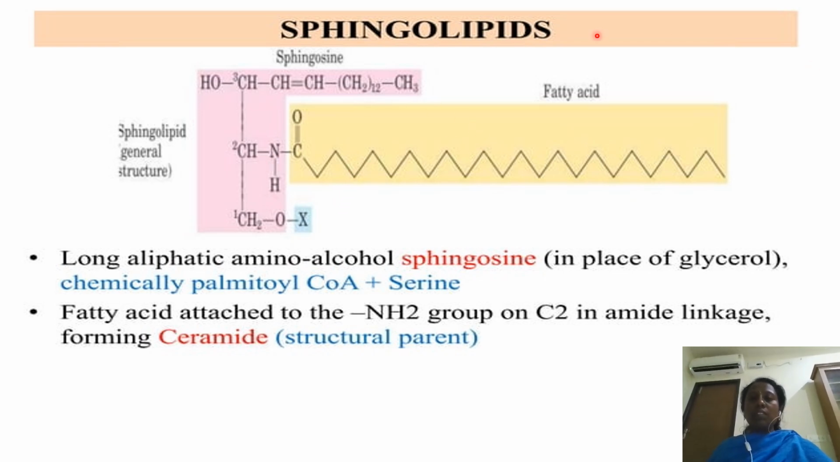So this is just the difference between your normal lipid structure and the sphingolipids. Generally, the lipid will have the polar head, which has glycerol as the backbone, and the tail will be a fatty acid chain. Here, the sphingosine will be your polar head, whereas the hydrophobic tail is your fatty acid.